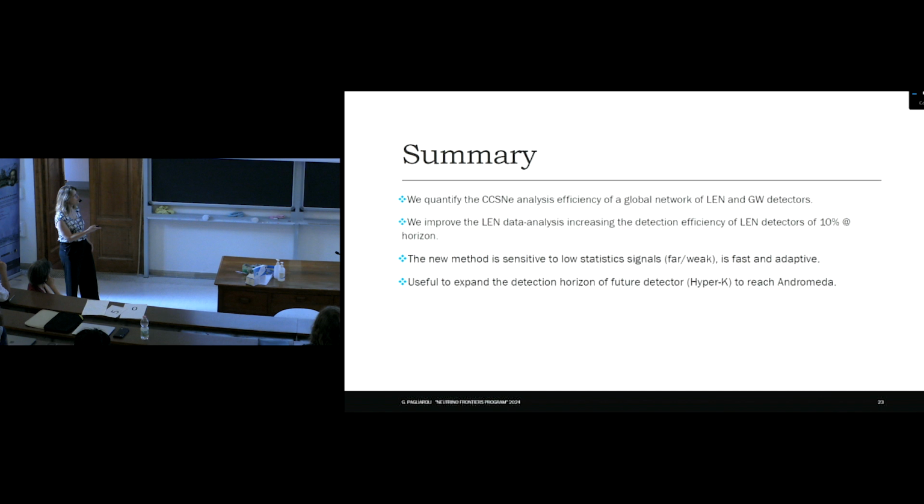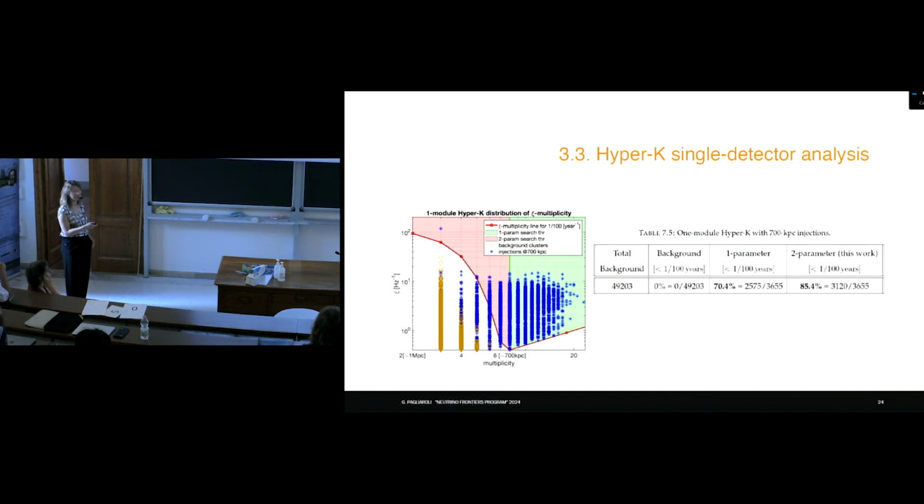And this I will show you, the results. This is the Hyper-K case, Andromeda, so a distance of 700 kiloparsec. So this is the detection efficiency that you can obtain with the standard procedure, so 70% of the signal. When you add also the shape parameter, this detection efficiency increases to 85%. So this is the case of the future detector. Of course, this is only a simulation, but we have to see the real background, what it will be.